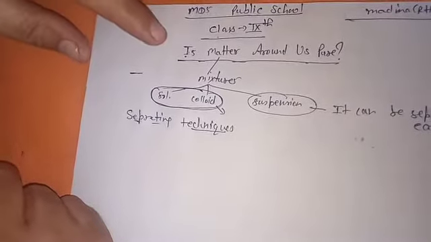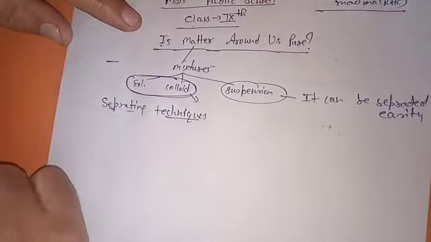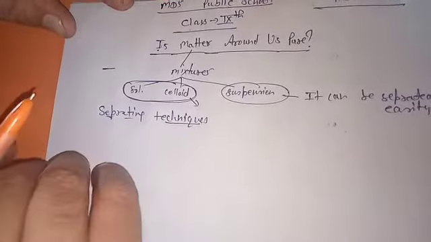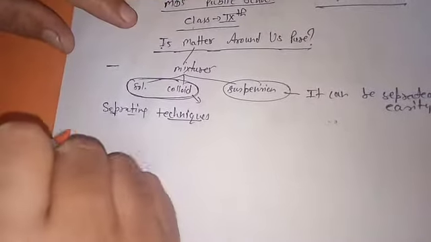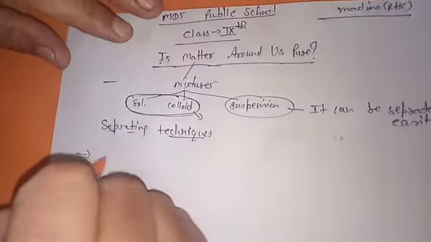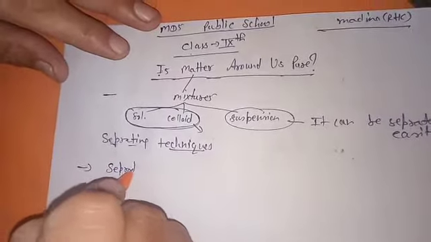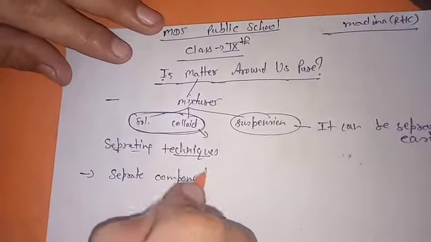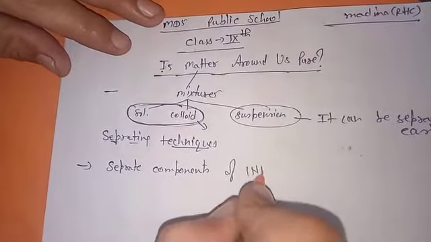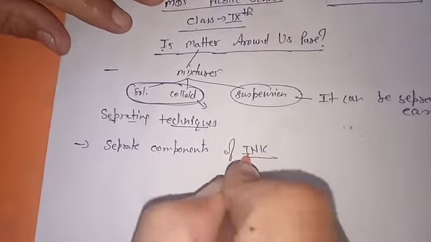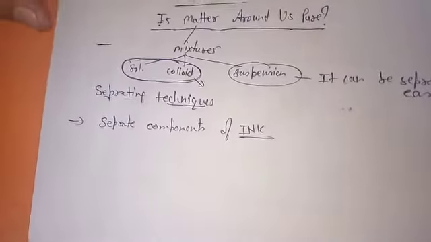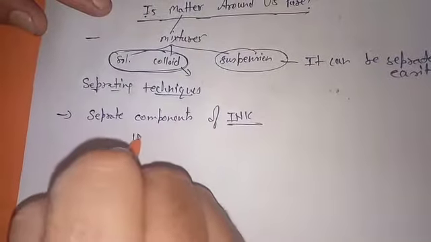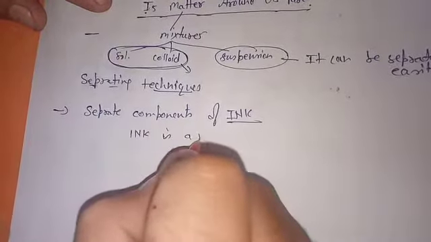Let's take a first example. Because mostly things around us are mixtures, we must understand how to separate them. So first we have to separate the components of ink. So what is ink? Whether you talk about blue or black ink, is ink a mixture or not? So first thing, ink is a mixture.